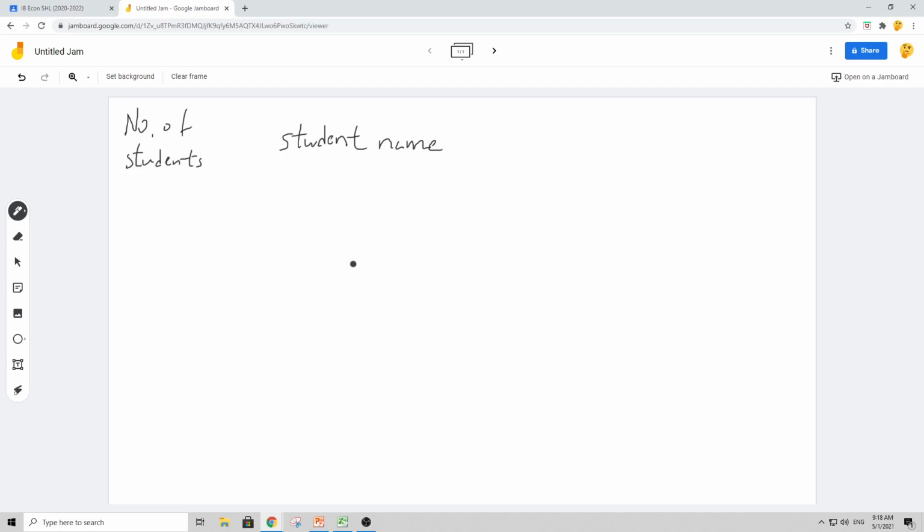So 1, 2, 3, 4. This is the total students that I'm looking at. 6. I'm just going to take the first 6 students, starting from Sarah here. And Brandon. Percy. Lily. Katrina. And one more, Maisie.